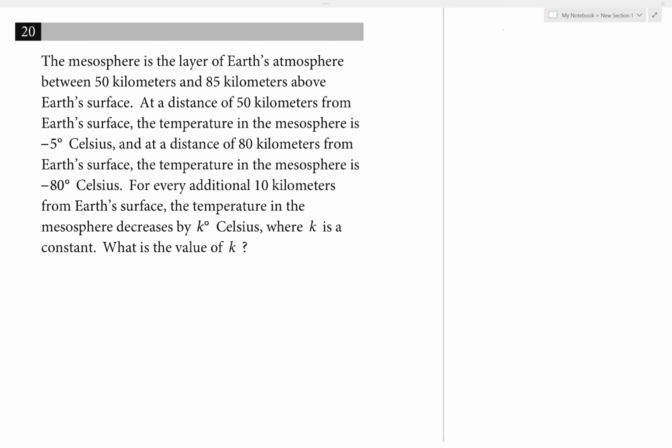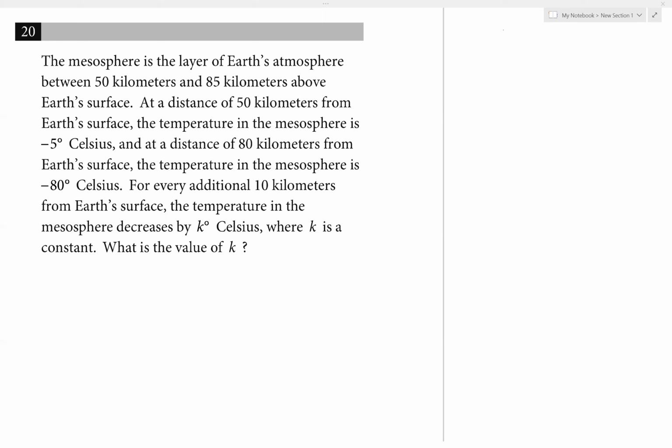Right, number 20. The mesosphere is a layer of Earth's atmosphere between 50 kilometers and 85 kilometers above Earth's surface. At a distance of 50 kilometers from Earth's surface, the temperature in the mesosphere is -5 degrees Celsius, and at a distance of 80 kilometers from Earth's surface, the temperature in the mesosphere is -80 degrees Celsius. For every additional 10 kilometers from Earth's surface, the temperature in the mesosphere decreased by k degrees Celsius, where k is a constant. What is the value of k?